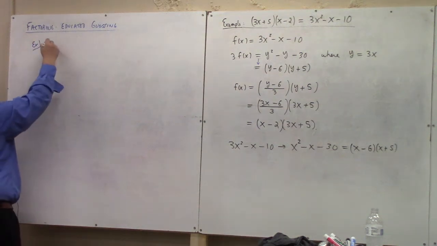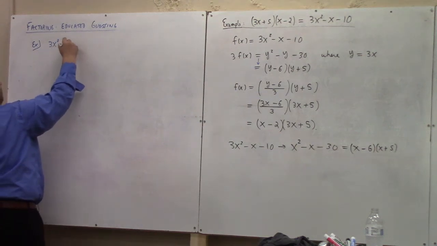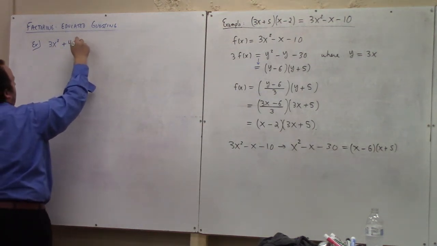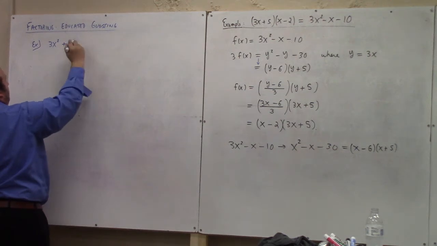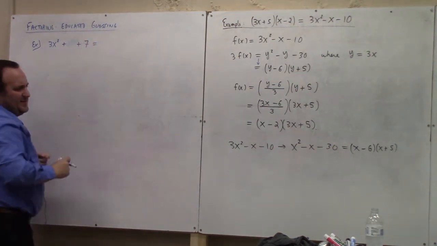if we have something like 3x squared plus 4x, excuse me, let me put the number over here, plus 7.